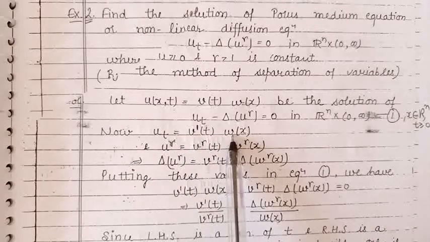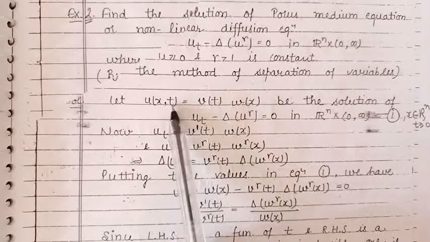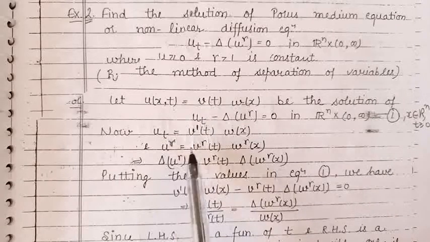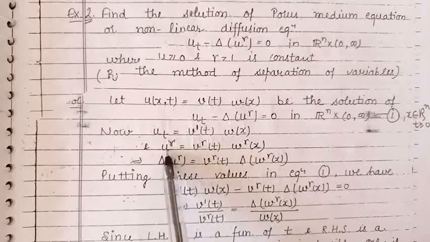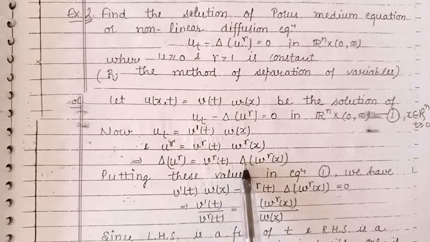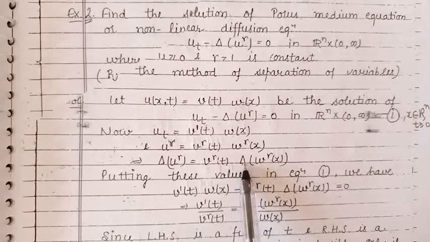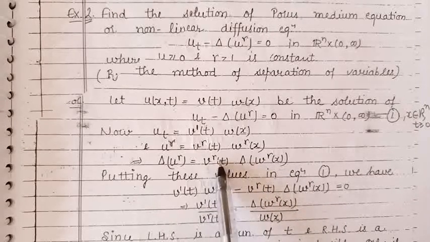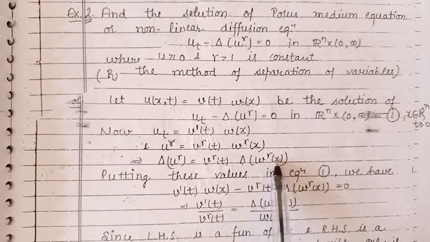Now we have to find the Laplacian of u^γ. Here u^γ means v^γ into w^γ. So its Laplacian is given by v^γ into Laplacian of w^γ, because the Laplacian is taken with respect to the variable x, and v^γ is not a function of x. So the Laplacian is taken only for w^γ.